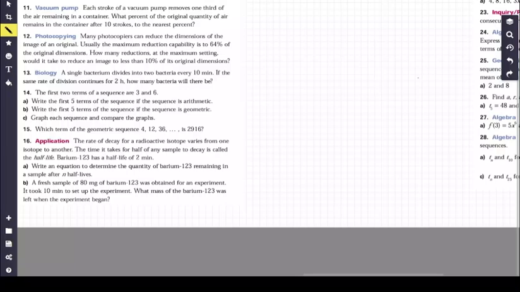Which term of the geometric sequence 4, 12, 36 is 2916? Okay, so now we actually get into geometric sequences. Let's go ahead and write out the entire formula. We know that the first term is 4, so Tn is equal to 4. Our common ratio is obviously 3.